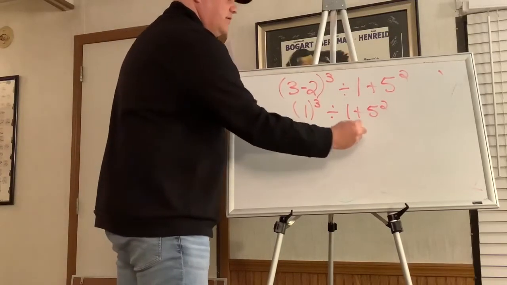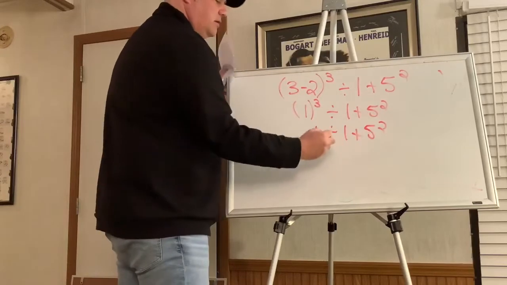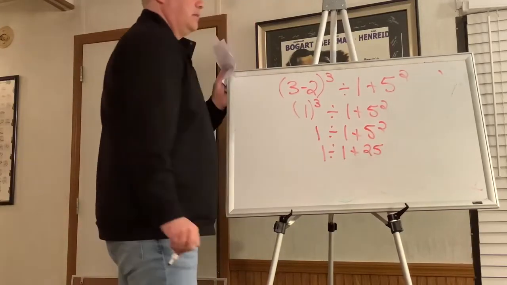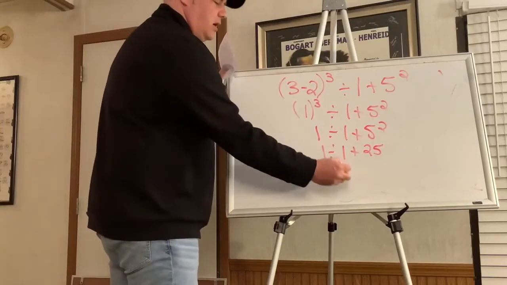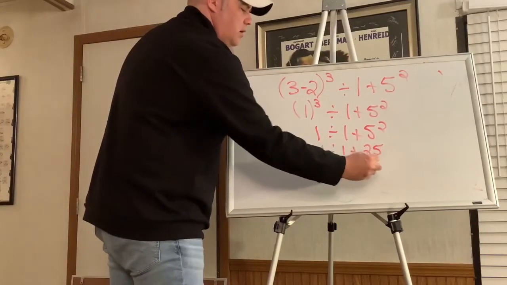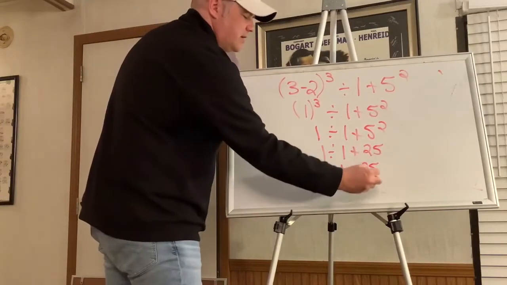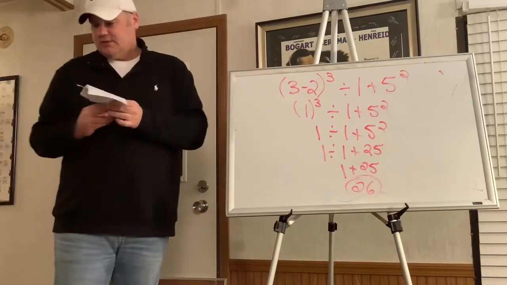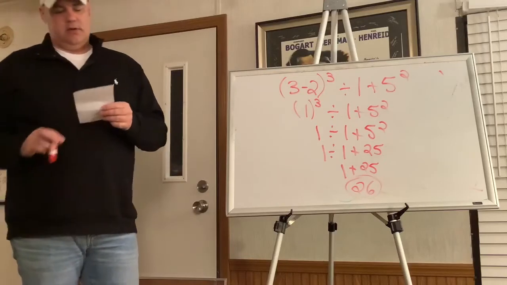Divided by 1 plus 5 squared. You've got to do your exponent first. Okay. Then 1 divided by 1 is 1. And then 1 plus 25 is 26. Okay. So that's all the PEMDAS problems.